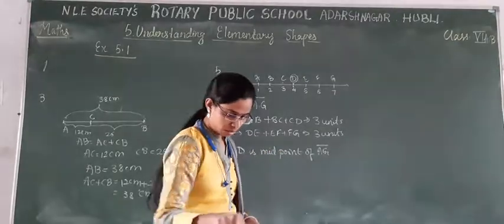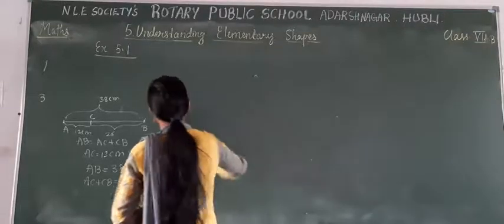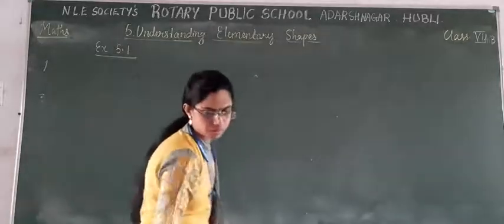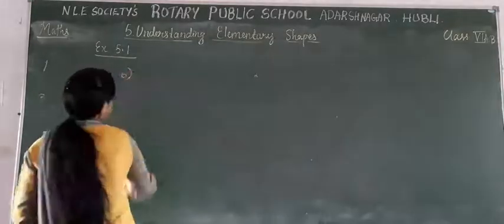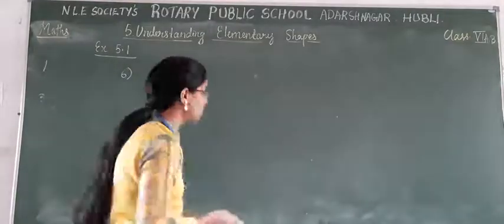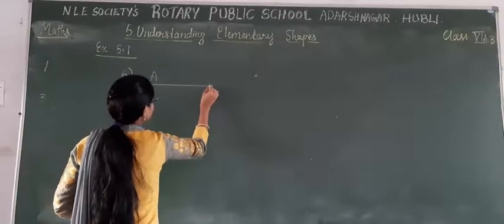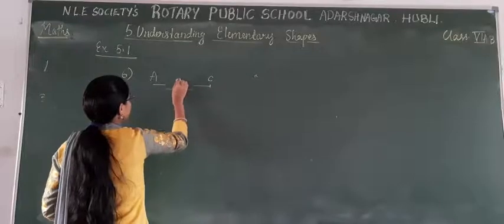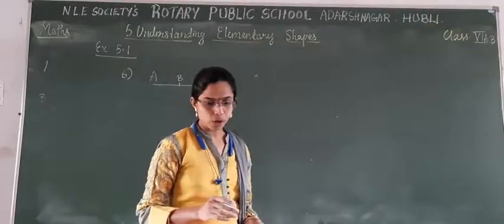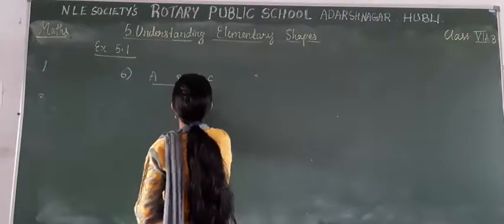Question number 6. If B is a midpoint of AC and C is a midpoint of BD, we will write. B is the midpoint of AC, so draw a line AC. B is the midpoint of AC and C is the midpoint of BD. So BD will come here only.